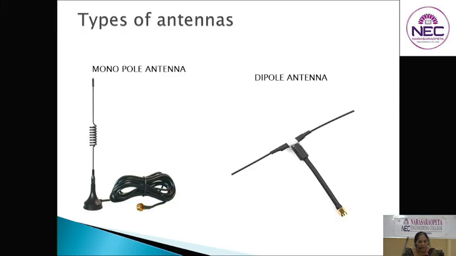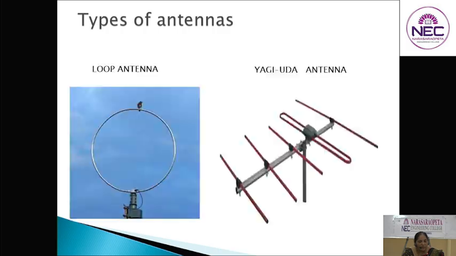Antennas. There are different types of antenna. First one is monopole antenna. It is made with single wire. Dipole antenna. It is made with two wires. Loop antenna. The antenna is shaped in loop shape. That's why it is called as loop antenna.